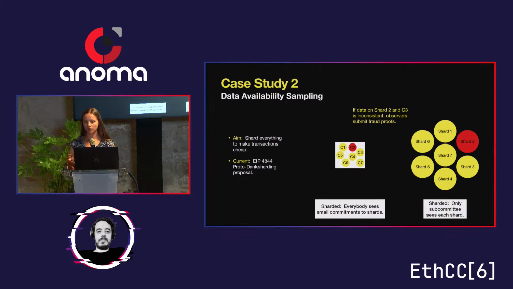And the hope is that if there is some data on, for example, shard 2, and C3, that is a typo, C2 is inconsistent, then observers would be in a position to submit fraud proofs and say there's a problem here.